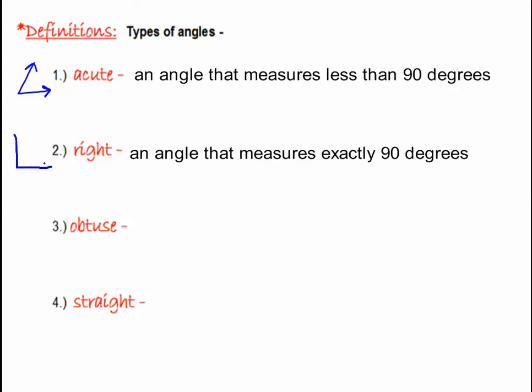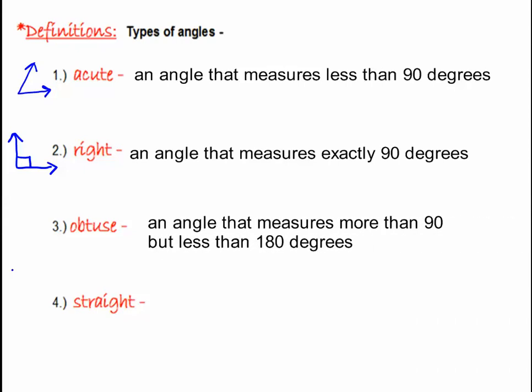If something is a right angle, it should have a symbol in the corner that looks like a little square to indicate that it is exactly 90 degrees. An obtuse angle is any angle that measures more than 90 degrees but is less than 180 degrees.